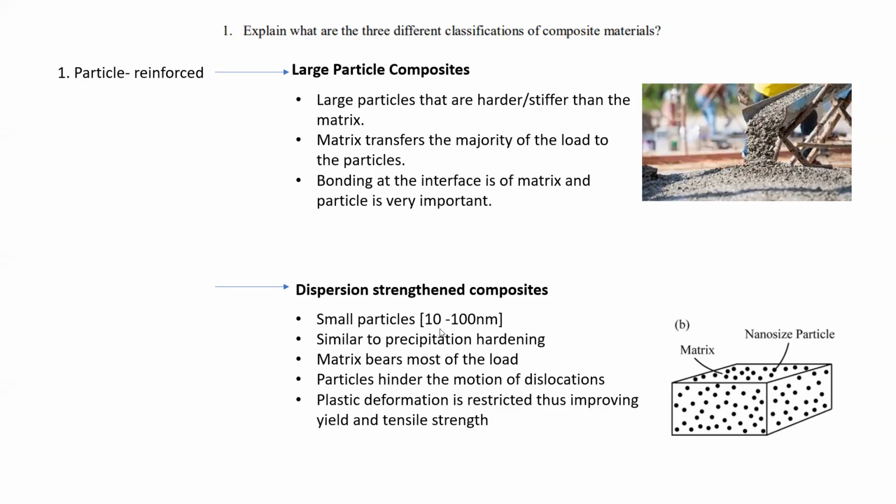Another major difference between these two is that in dispersion strengthened composites, the bulk of the load is taken by the matrix, and for the other, the bulk of the load is taken by the reinforcing member.